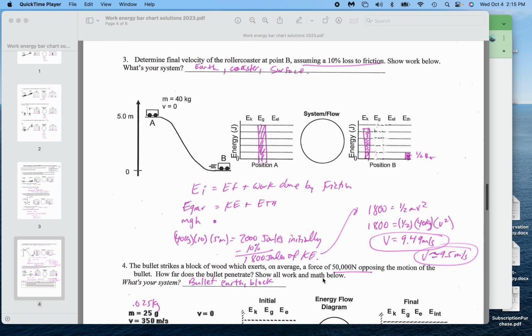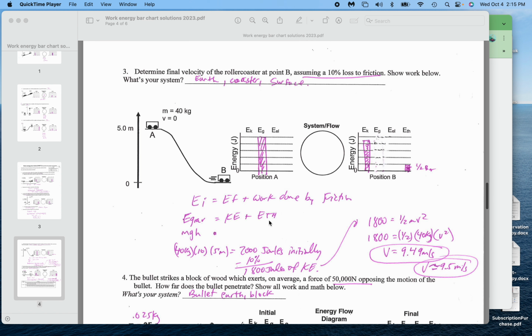For number 3, I've got Earth, coaster, and surface as my system. It says to determine the speed, or the velocity, at the end, with 10% loss due to friction. You can see I screwed up here and had to erase. So there is friction in this case. I'm going to include everything in the system, so it basically just doesn't say that the energy leaves the system.